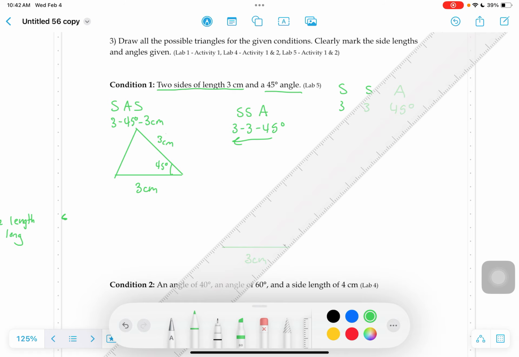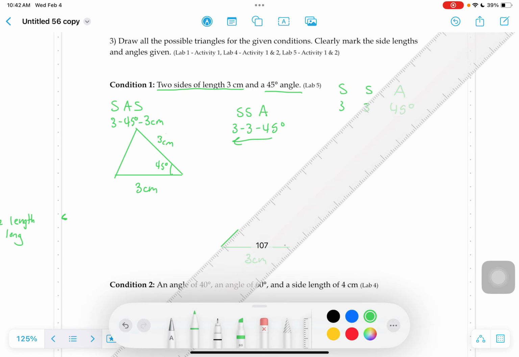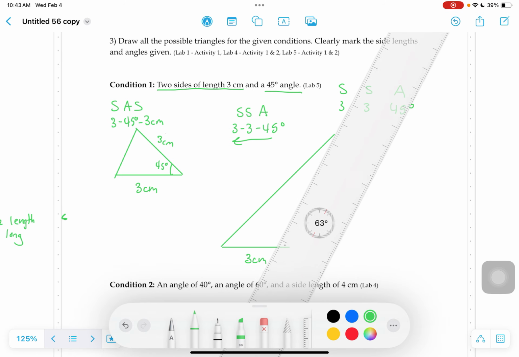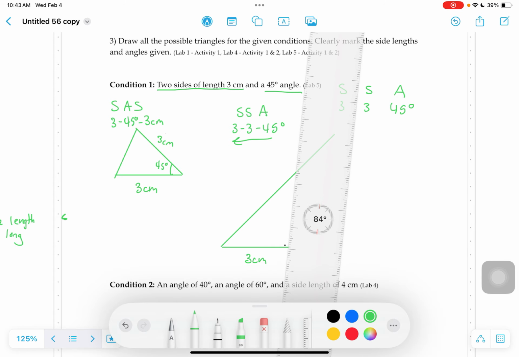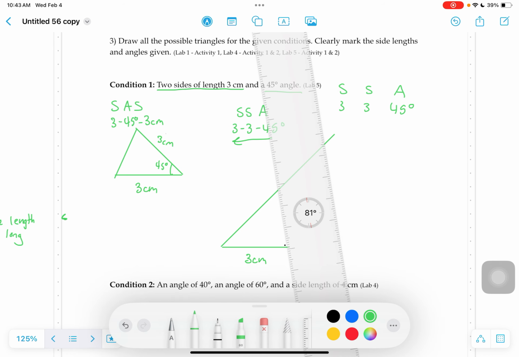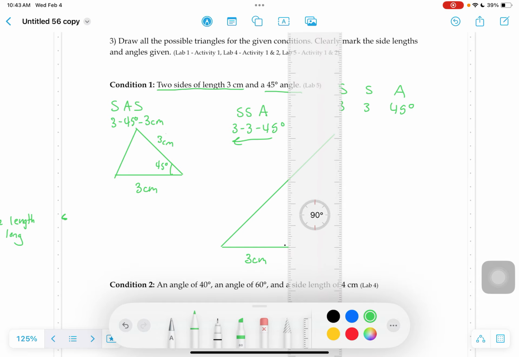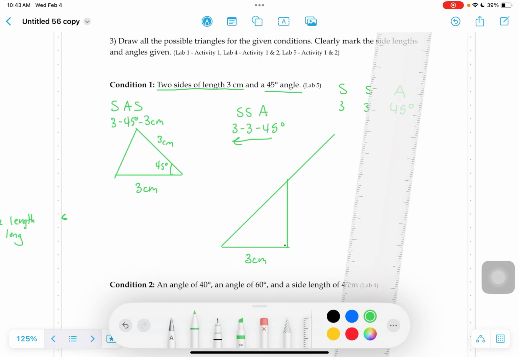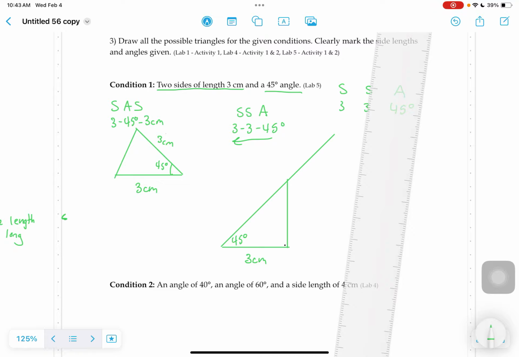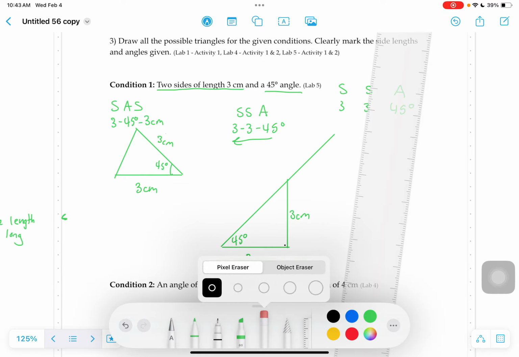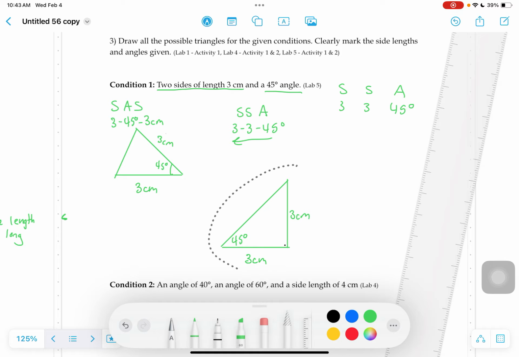I'm going to draw that 45 degree angle. I'm going to keep going farther than I need because I'm not sure where I'll need to meet up yet. And then I'm going to move my ruler until I find 3 centimeters, and it connects it 3 centimeters apart. 1, 2, about 3, about right here. This is 45 degrees. This is 3 centimeters. And if I want to, I can erase the extra part of the line that I don't need. This is another option for our triangle.